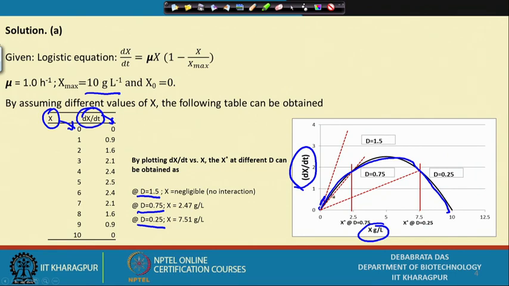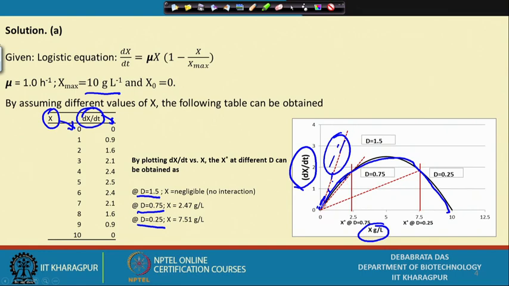Now, if you consider d value is 1.5, we find that tan theta is a little bit high, so it will not touch the curve. So we can assume that this is the situation where the cells will be washed out from the system, because this we can easily visualize from this particular figure, that there should be no cell present in the reactor. When we do it analytically, then also we can justify how it happens.